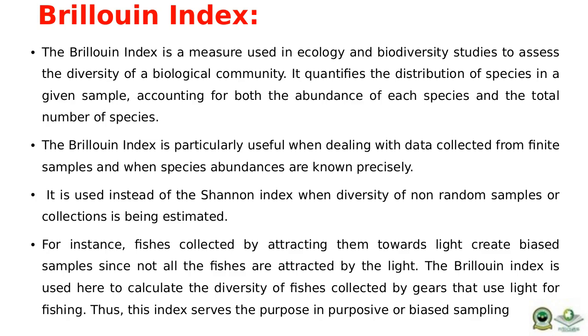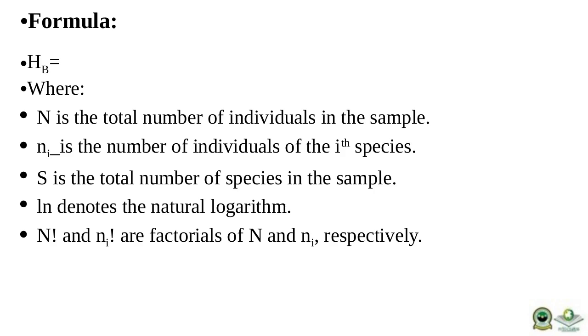So this index relies on non-random samples, whereas the Shannon index deals with random samples. For instance, fishes collected by attracting them towards light create biased samples, since not all fishes are attracted by the light. So this index is used here to calculate the diversity of fishes collected by gears that use light for fishing. Thus, this index serves the purpose of purposive or biased sampling. These are things you need to know.